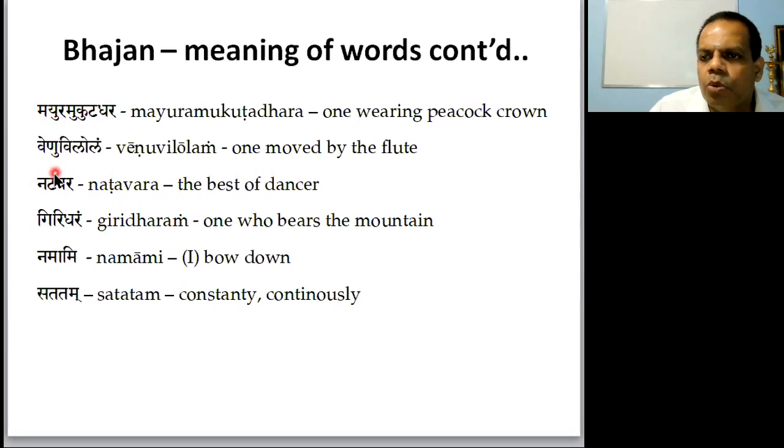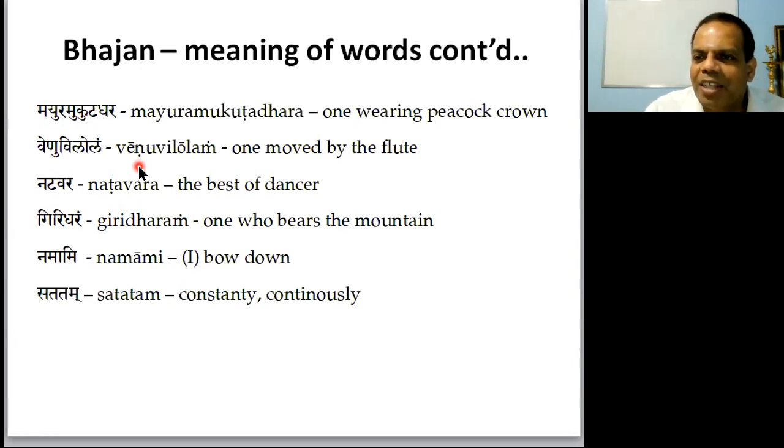Venu Vilolam. Okay. Venu means flute. Vilola is one who is moved. Lola is to move. Vilola means who is moved a lot. Okay. Venu Vilolam. So basically he is moved by the flute music. He also moves everyone by his flute music. It can mean both ways.